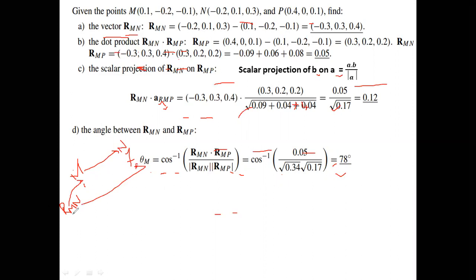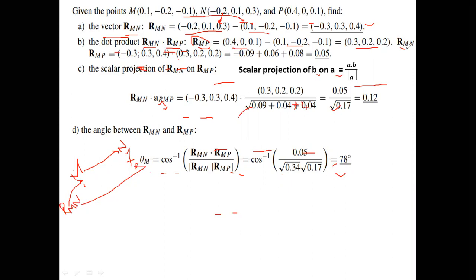So for rmn, we have to subtract n minus m. So here is the rmn vector. Okay, now the dot product of rmn and rmp. So first of all we have to find the rmp, because we have already found the rmn, but we have no value for the rmp. So similarly, m is the initial vector and p will be the final. So p minus m, we will get rmp.